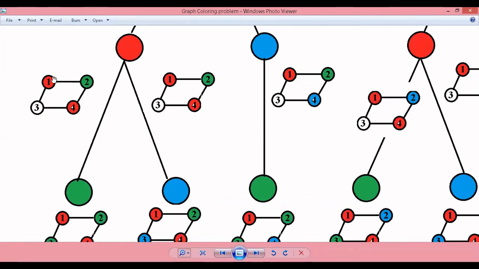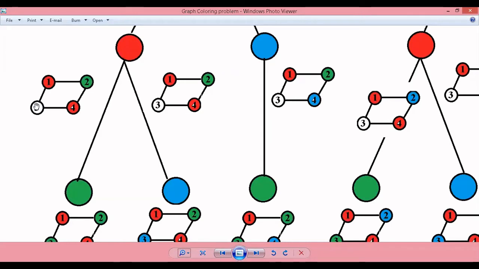Now the first node is red, the second node is green, the third node is red. Now this third node, sorry, I got confused. The fourth node, this is actually the fourth node. By mistake I have written 3. This is actually the fourth node.